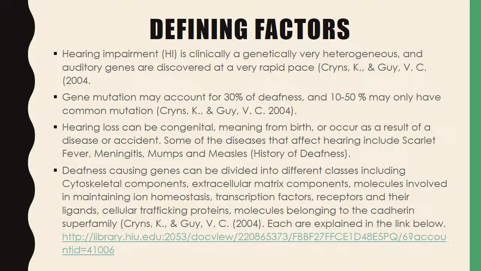Defining factors. Hearing impairment, or HI, is clinically and genetically very heterogeneous, and auditory genes are discovered at a very rapid pace. Gene mutations may account for 30% of deafness, and 10 to 50% may only have common mutations. Hearing loss can be congenital, meaning from birth, or it can occur as a result of a disease or accident. Some of the diseases that affect hearing include scarlet fever, meningitis, mumps, and measles.